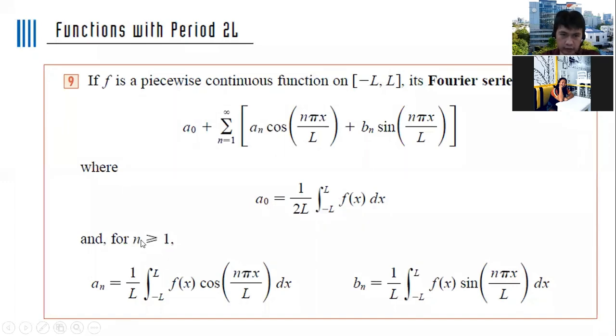And for n greater than or equal to 1, a sub n is equivalent to 1 over L times the integral from negative L to L of f of x cosine n pi x over L dx. And similarly, for b sub n, we have 1 over L times the integral from negative L to L of f of x sine n pi x over L dx.